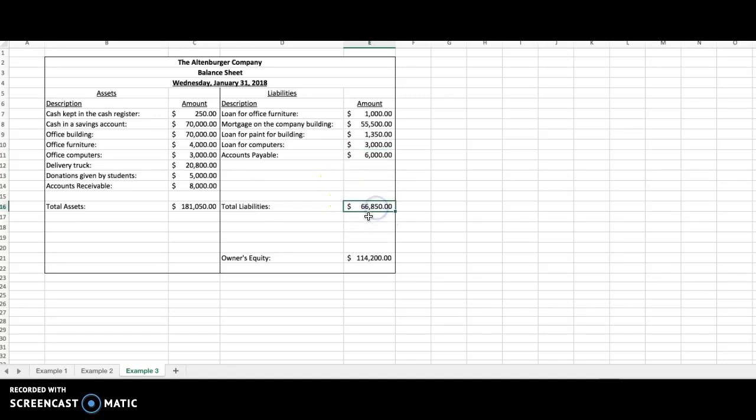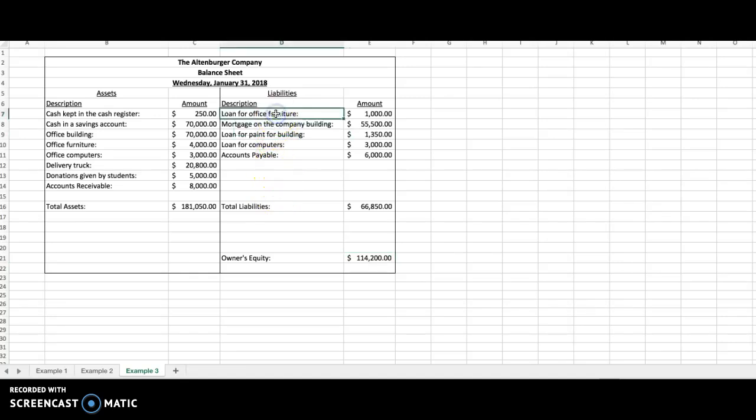That would obviously increase our total liabilities. And again, by subtracting this total liabilities from the assets, now owner's equity went down a bit from what it was just a moment ago, because we owe more money.